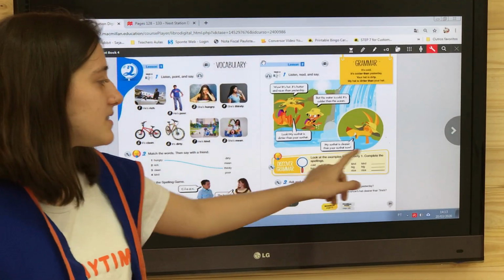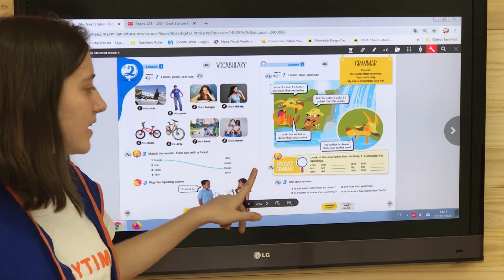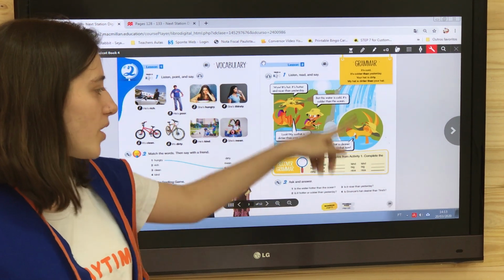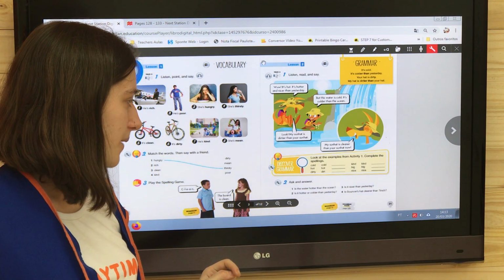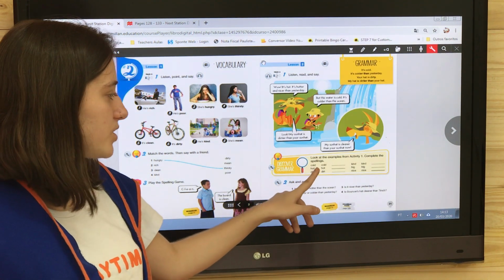So now we have this yellow chart here, alright? We need to look at the examples from activity 1 and complete the spellings, okay? So we have code.